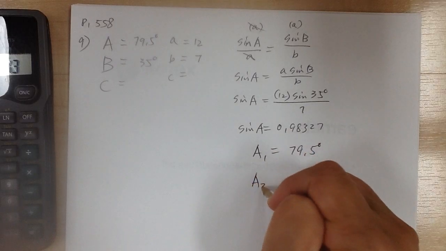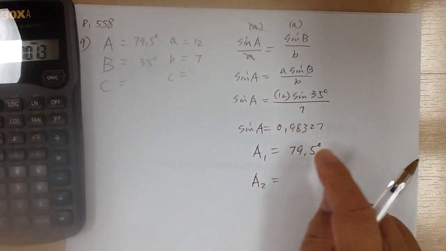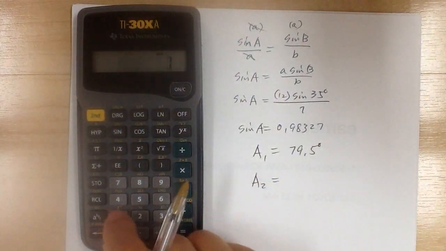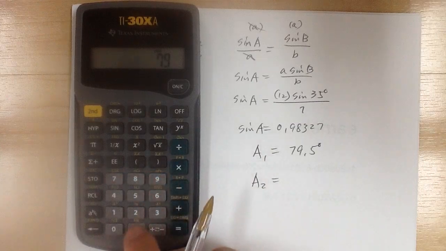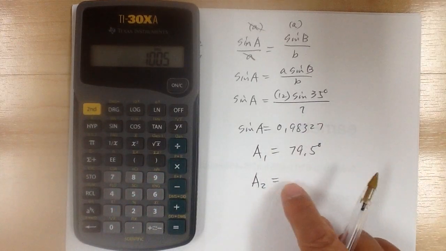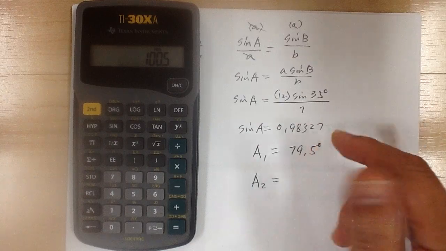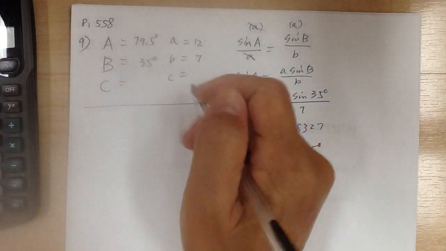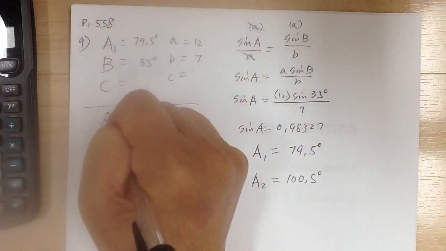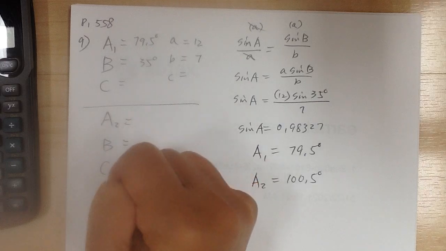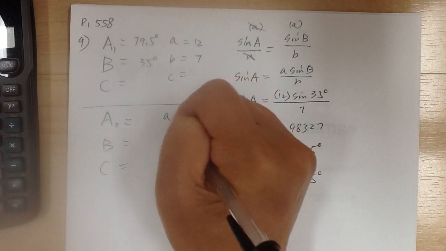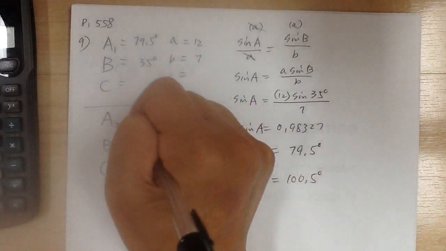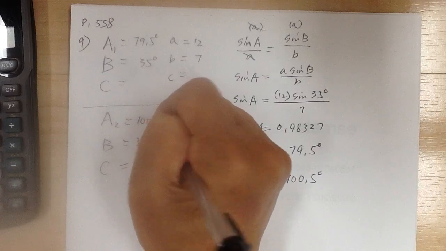Now you have to get your A2. Remember, when you use the law of sines to find the angle, you have to check your second possibility. So 180 minus 79.5 equals 100.5 degrees, because the two angles add up to 180. So we need to check the second possibility. This is your A1, so now you do A2. Copy the givens, since the givens stay the same. So A2 is 100.5 degrees.